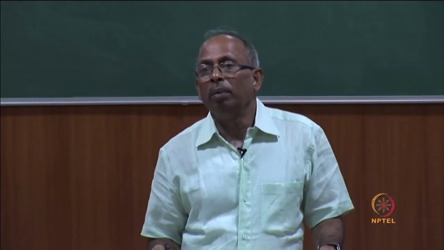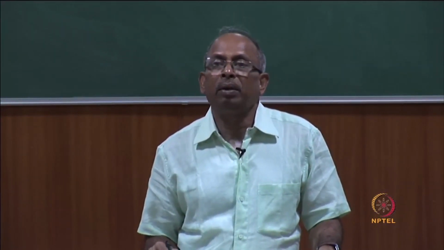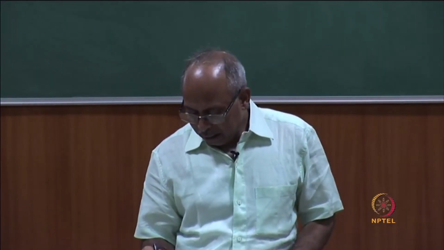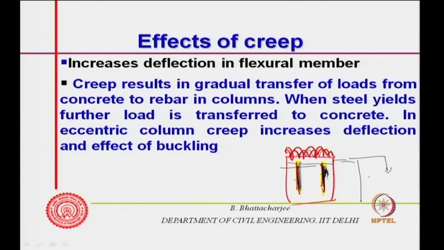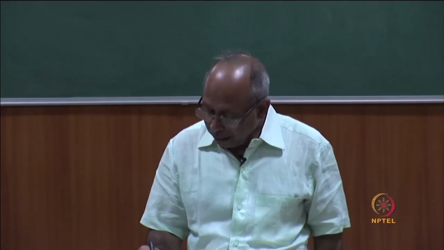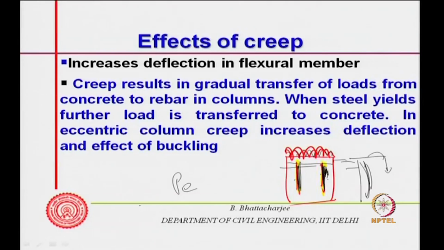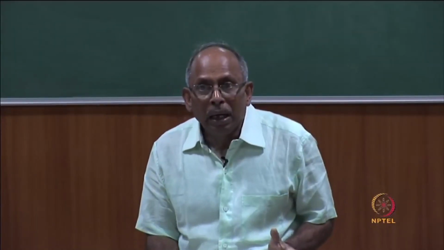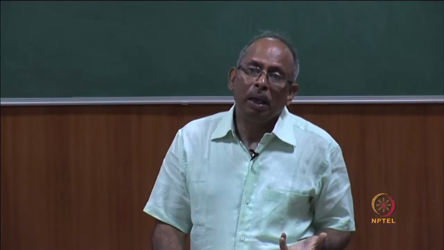So, in an eccentric column, creep increases deflection and the effect of buckling. Obviously, in an eccentric column, where the load is coming here, this is your column. This downward deformation would actually increase the effect of buckling, because this was bending under the moment, eccentric column. So, there is a PE effect, and this PE would result in bending of this one. Now, creep would tend to increase this bending, and therefore, buckling will be increasing.